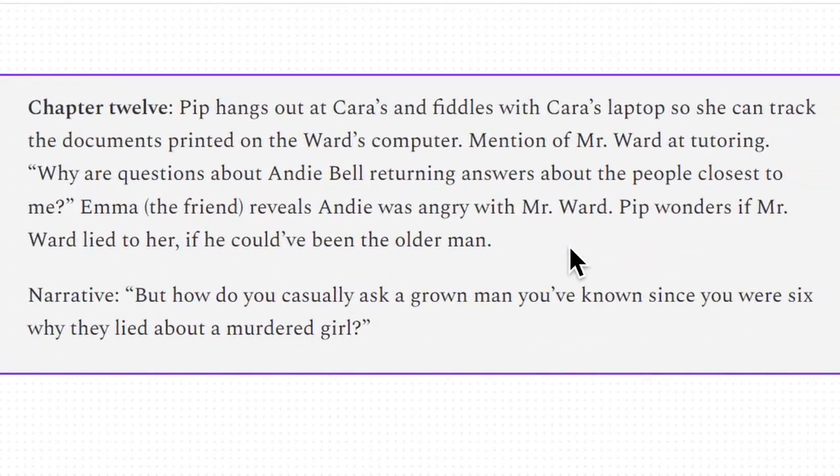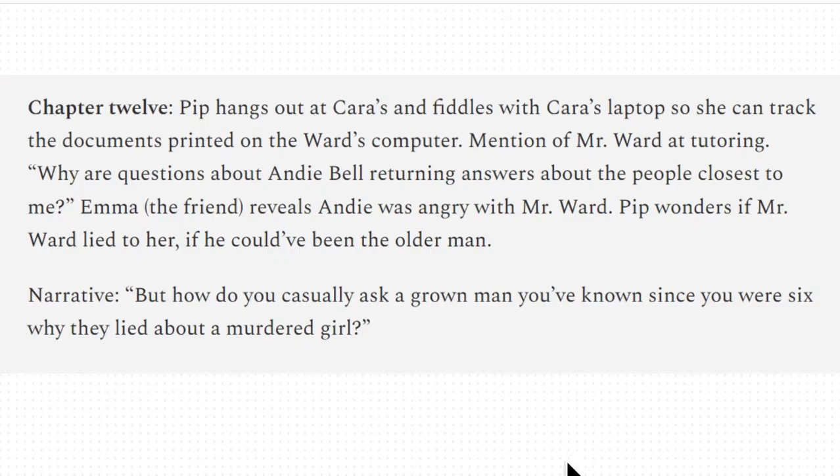Pip is hanging out at Kara's, and she fiddles with Kara's laptop so she can track the documents printed on the Ward's computer. There's a mention of Mr. Ward at tutoring, which of course is a clue that we will have for a while there. She asks, "Why are questions about Andy Bell returning answers about the people closest to me?" Again, I'm including that just because it's a note at the stakes.